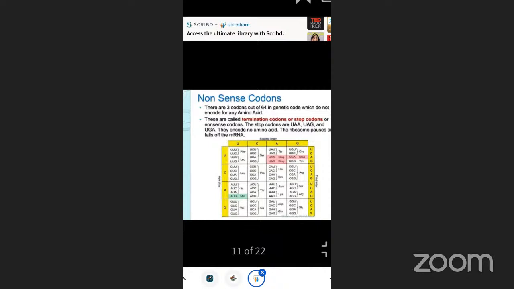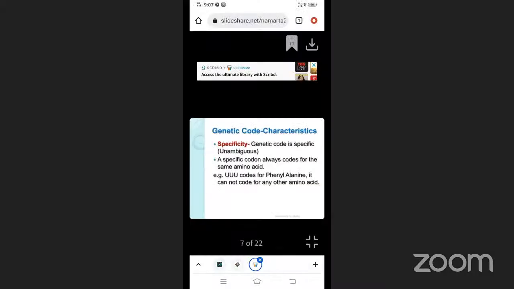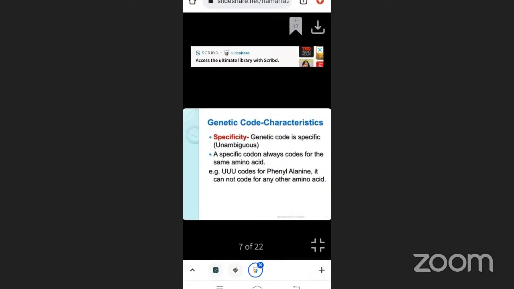The next one is the genetic code. Genetic code means there are 20 different kinds of amino acids which form the different proteins.